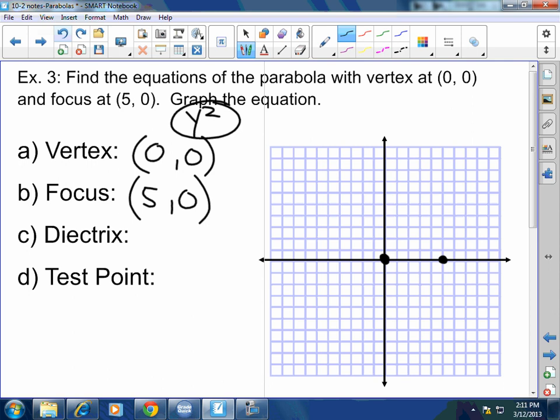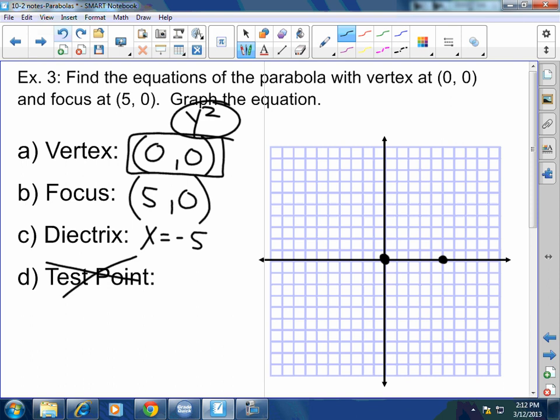Now, my directrix. What would my directrix be here? Why would it be x equals negative 5? h equals 0. It's going to be h minus a. And in this case, my a is 5, correct? Because how do I know? Because my focus is h plus a. I know my h is 0 because my vertex is 0, 0. Okay? I don't need a test point.